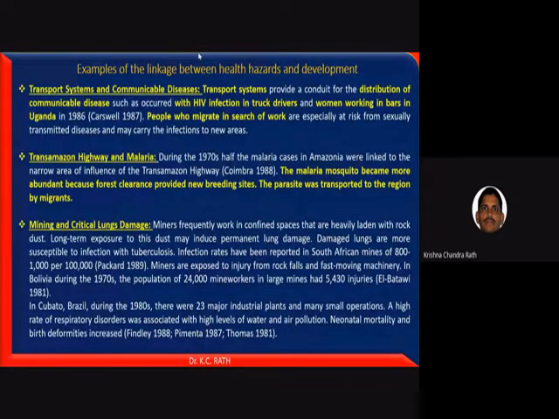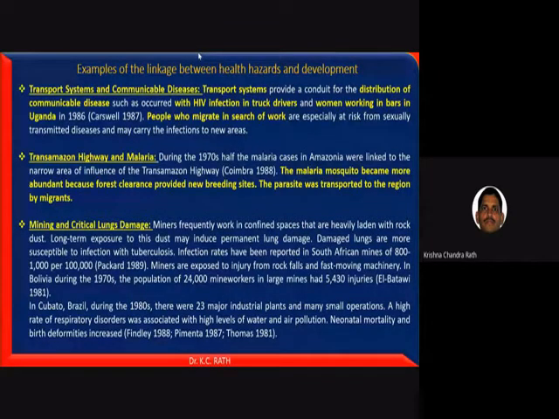And I will just give examples of the linkages between health hazards and development. One aspect of social impact assessment is transport systems and communicable diseases: the distribution of communicable diseases, such as occurred with HIV infection in truck drivers and women working in bars in Uganda. People who migrate for such work are especially at risk.